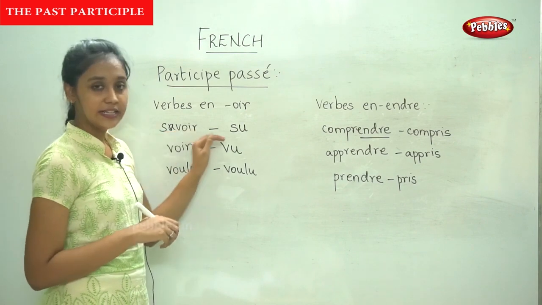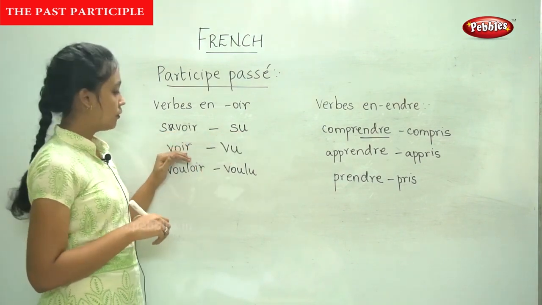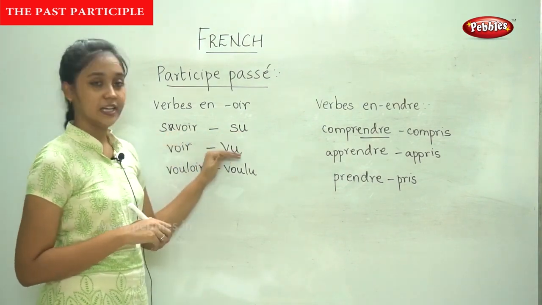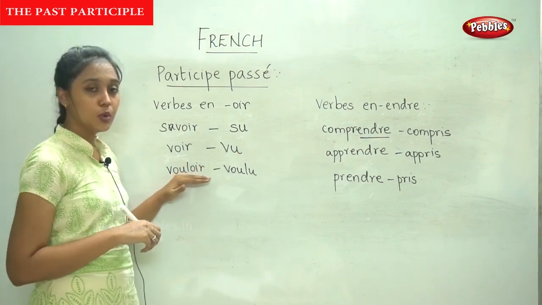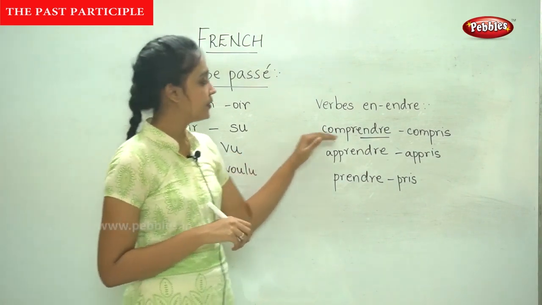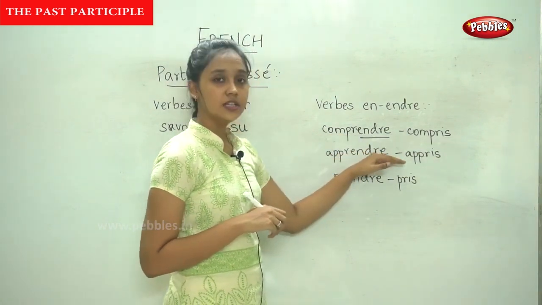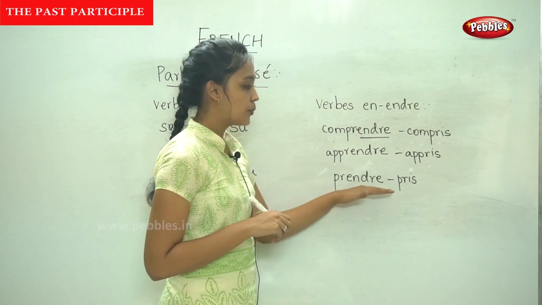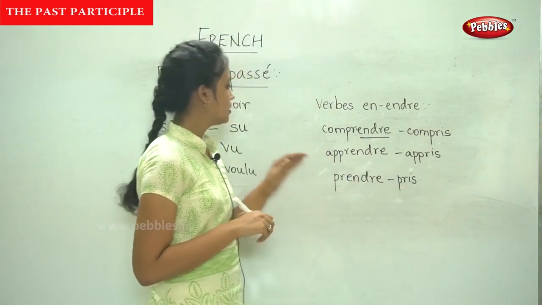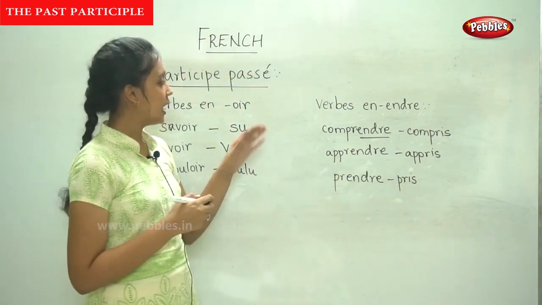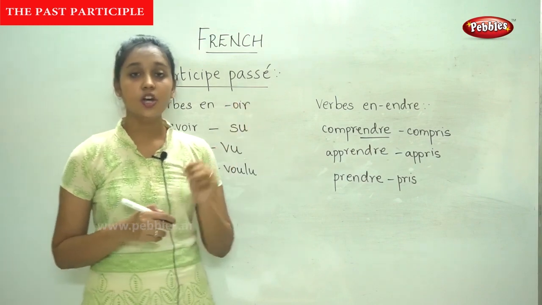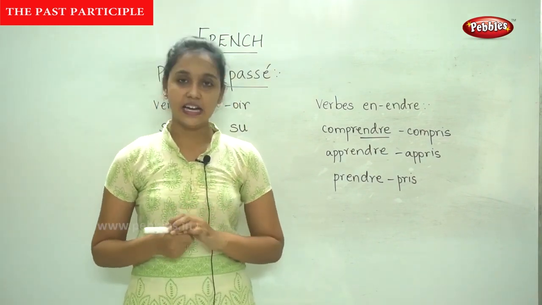For savoir, it is SU. For voir, it is VU. For vouloir, it is voulu. For comprendre, compris. Apprendre, appris. Prendre, pris. Now we are going to see how to write the past participle for verbs ending in IR.